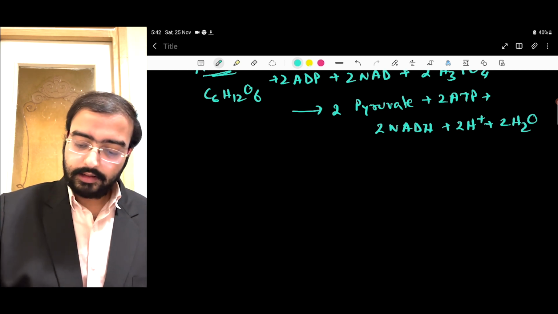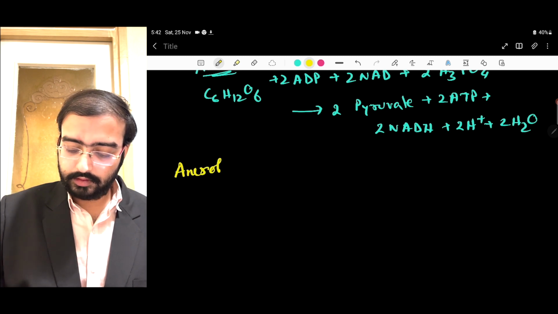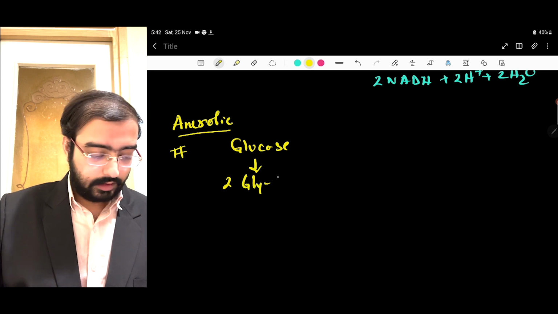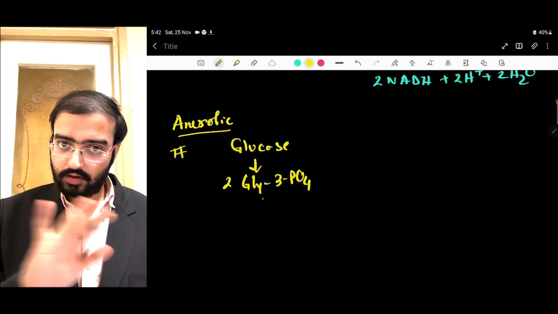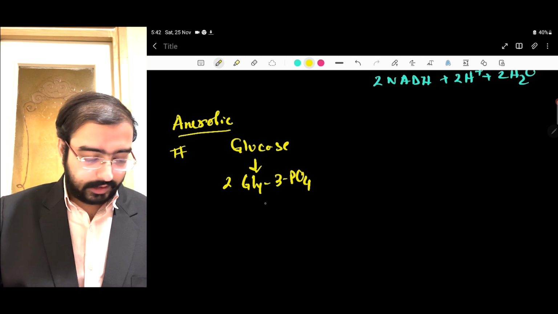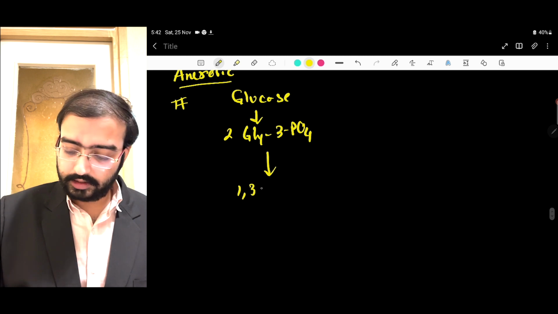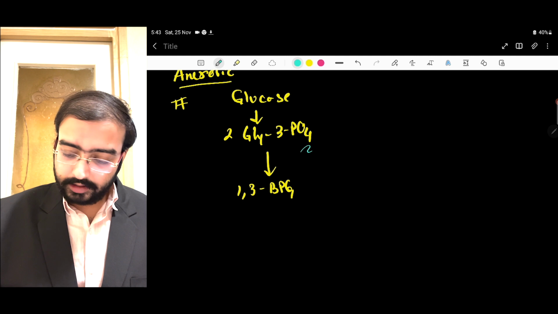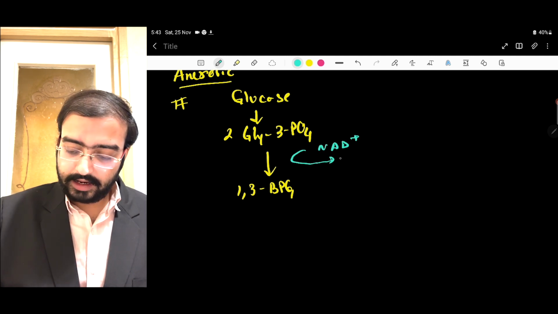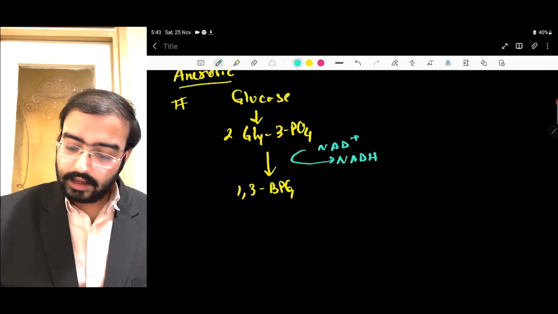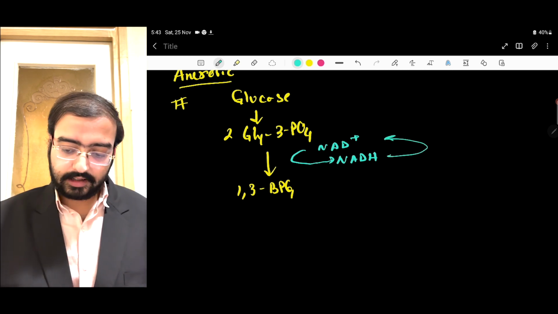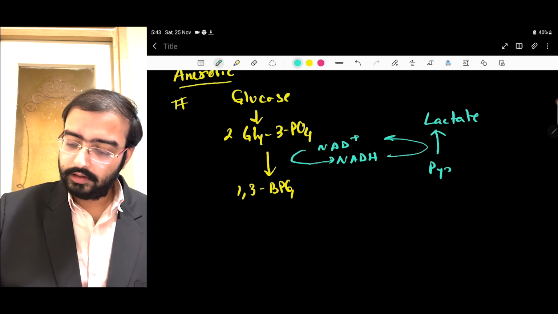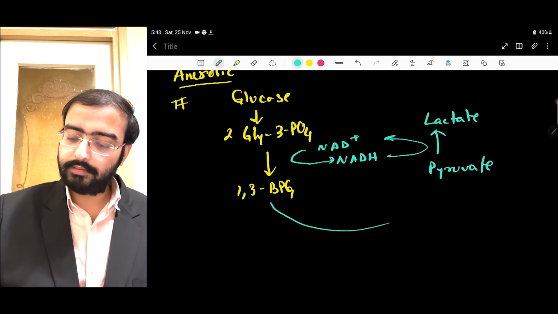Now, if there is lack of oxygen, there will be anaerobic glycolysis. So what happens in anaerobic glycolysis? We have glucose, then we get 2 glyceraldehyde 3-phosphate. Until now, all the reactions are the same. If the aerobic process is going on, we proceed to 1,3-bisphosphoglycerate. But if it is anaerobic, see how the processes are connected. Here we had NAD plus adding up to the reaction and producing NADH. On the opposite side, the opposite thing happens: NADH goes to the reaction and NAD plus is produced. And what is being produced? Lactate. Pyruvate is made, and pyruvate is then converted into lactate.